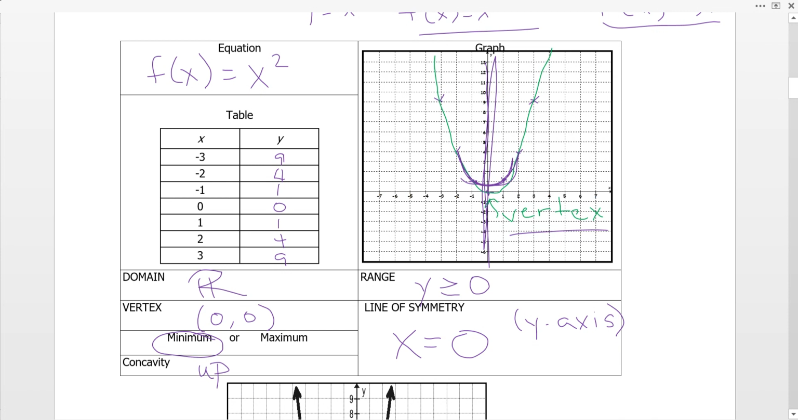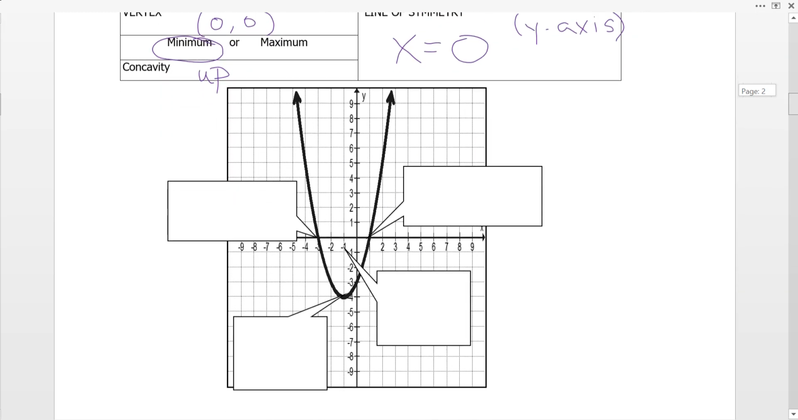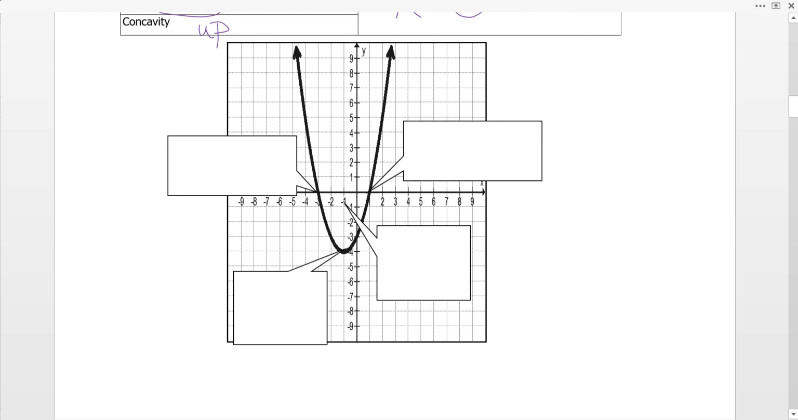So that's the parent function. And that's always the point we start with. And then as we add things to the quadratic equation, it shifts it up or down. It can flip it up or down, and it can make it more wide or more narrow. And we'll talk about that later. All righty. So let's go ahead and label our graph. Let's see. This is the axis of symmetry.